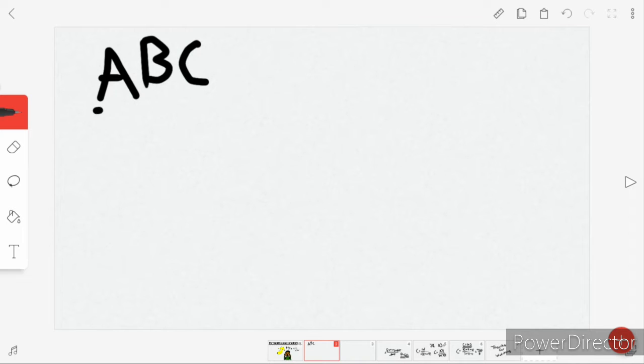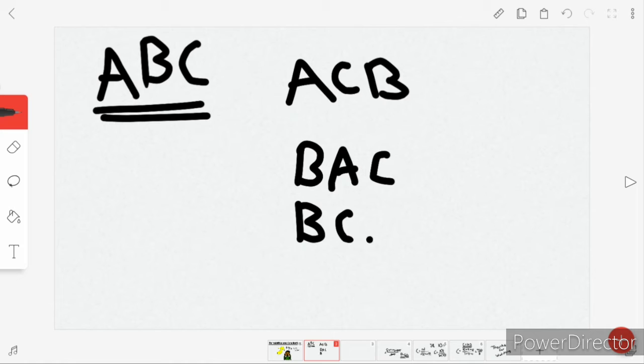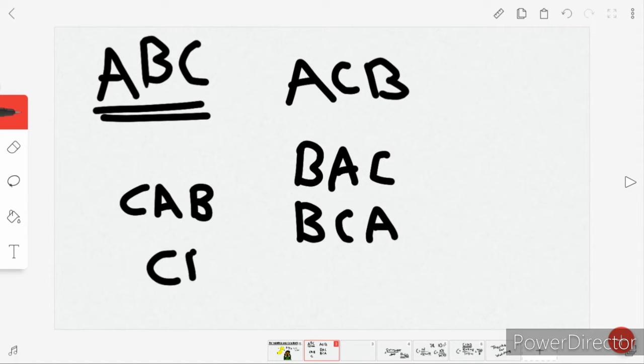So obviously we already have one. A, B, C is one way to arrange them. We also have A, C, B, right? We also have B, A, C. We can also get B, C, A. And we have C, A, B. And C, B, A, right? So we have six.